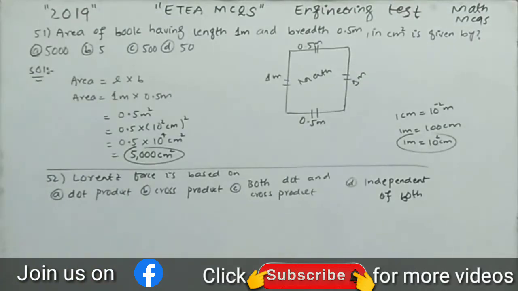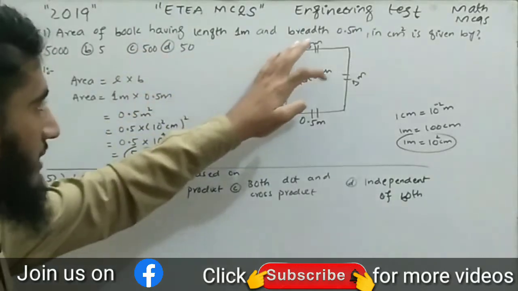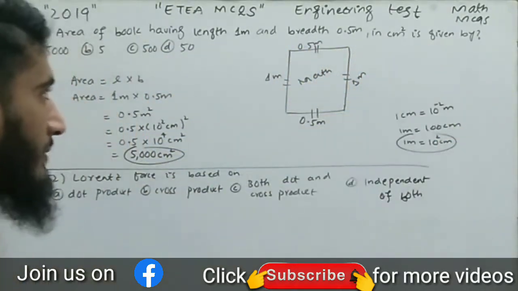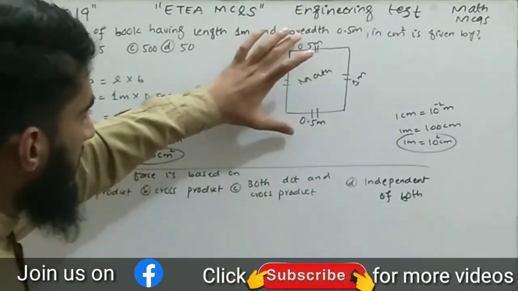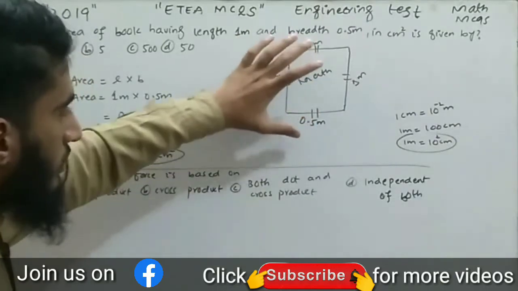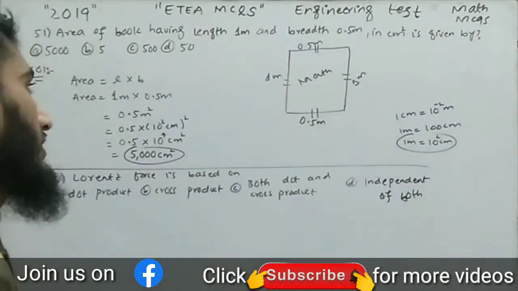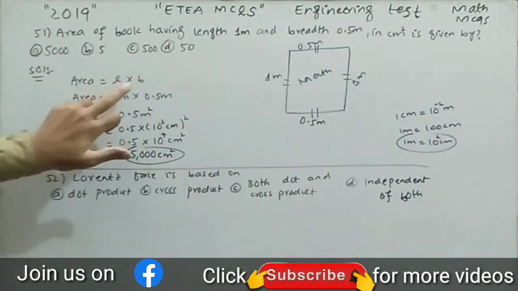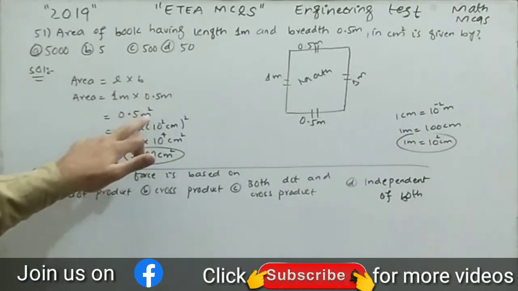Now move to the next MCQ number 51. It tells that the area of a book having length 1 meter and breadth 0.5 meter, in square centimeter, is given by. Remember that a book is always in rectangular shape. That's why let's suppose this is 0.5 meter breadth. So the breadths will be congruent to each other and the lengths will also be congruent to each other. The area for the rectangle is length multiplied by breadth. Length is 1 meter, breadth is 0.5 meter. It will give us 0.5 square meter.